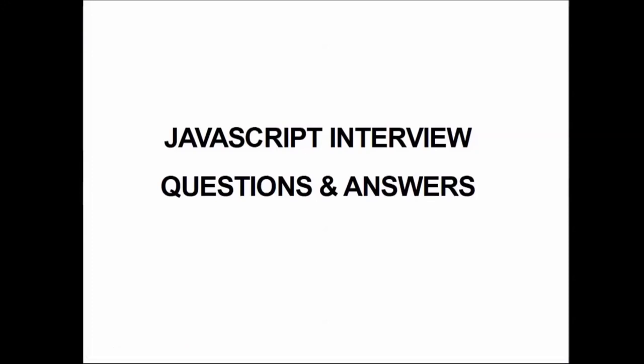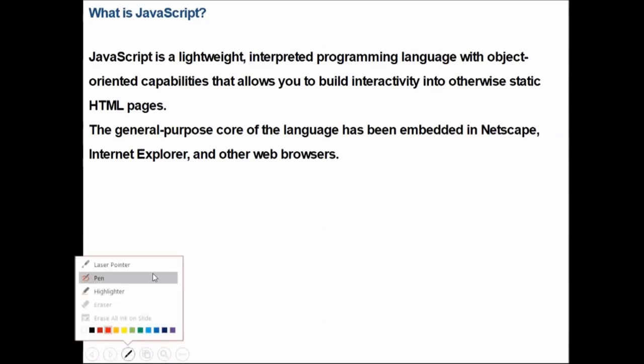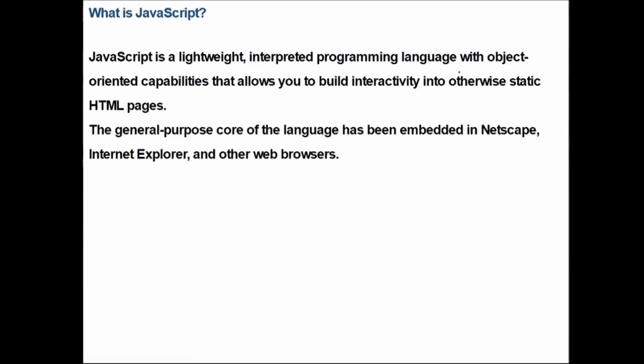Now let us see a few JavaScript interview questions and answers. So first will be, what is JavaScript? You can say that JavaScript is a lightweight interpreted programming language with object-oriented capabilities that allows you to build interactivity into otherwise static HTML pages. HTML pages are static, though now HTML5 has come, but JavaScript is actually a programming language, and though it is an interpreted language, it gives the object-oriented capabilities so that you can interact with the HTML pages.